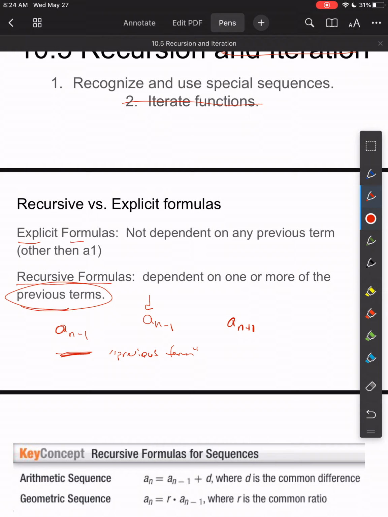So, for instance, if I wanted to find a sub 3, the third term in a sequence, then I would be substituting a 2 in for n. You'll see where this comes in handy, because 2 plus 1 is 3. So this one here means the next term in the sequence, and if you subtract 1, you're talking about the previous term.